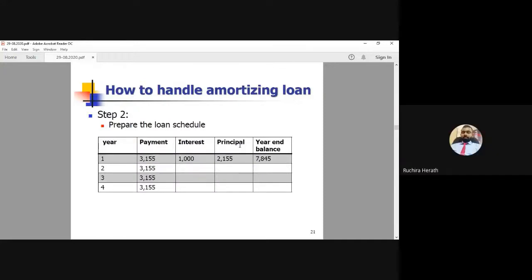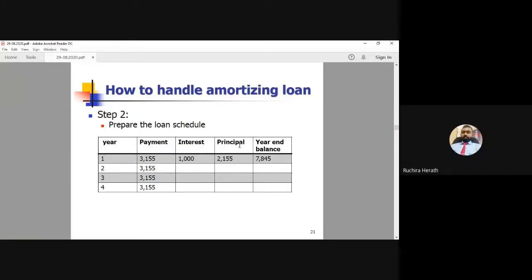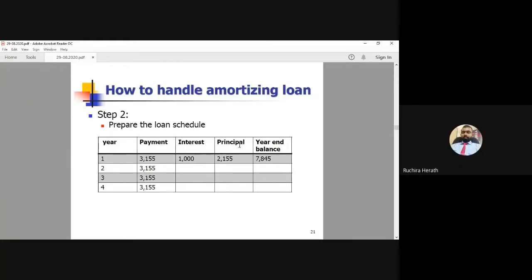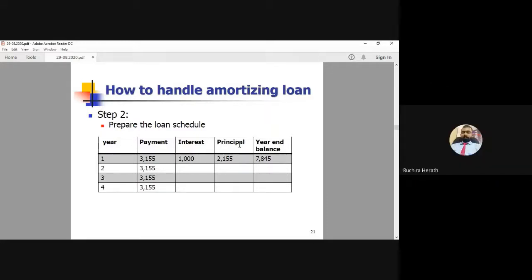Now the question is, when it comes to the second year, without going into the numbers, what do you think your interest would be? We know the closing balance is 7,845, correct? We know the closing balance is 7,844. So how much do you think the interest for that is? 700, sorry, 784 is the interest. And then you know that your installment is 3,155. So how much is your principal then? How much is the principal piece? We have a calculator there. You can work it out. This minus this. 2,370.50.